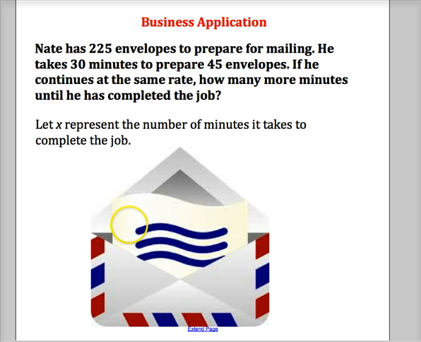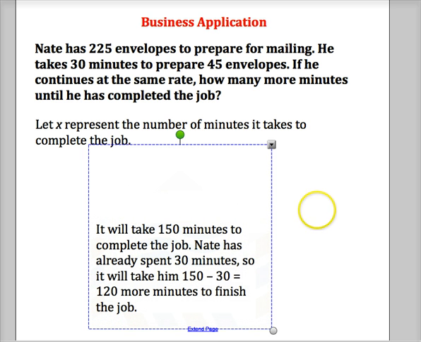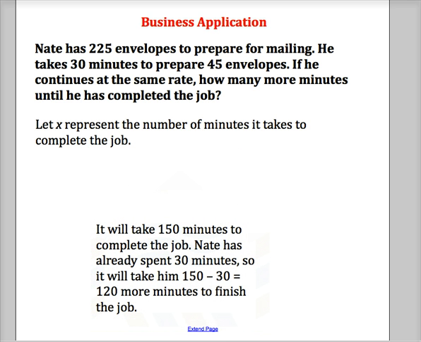Let's see. It will take 150 minutes to complete the job. Nate's already spent 30 minutes, so 150 minutes minus 30 equals 120 more minutes to finish the job. So the answer isn't 150, although that is the correct answer to the variable part of our proportion. We have to go ahead and answer the question being asked.